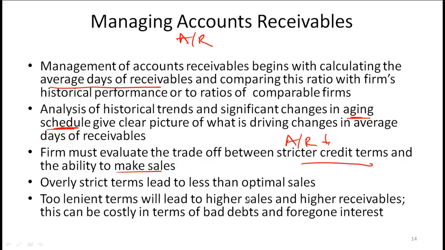Overly strict terms may lead to less than optimal sales. Too lenient terms will lead to higher sales and higher receivables. So if you're very lenient, you might book higher sales but then have higher receivables, where there are two possible issues. One is that there is the risk of bad debts, and the other is that you forego interest.